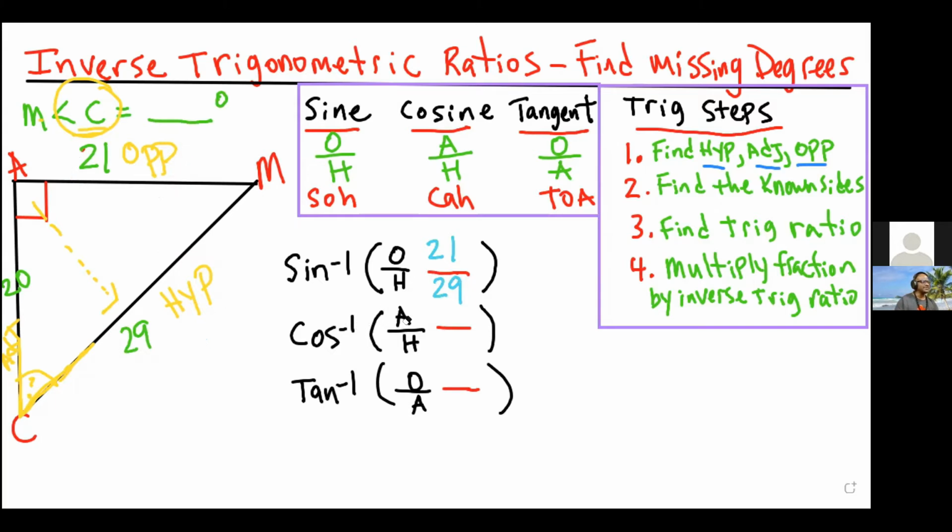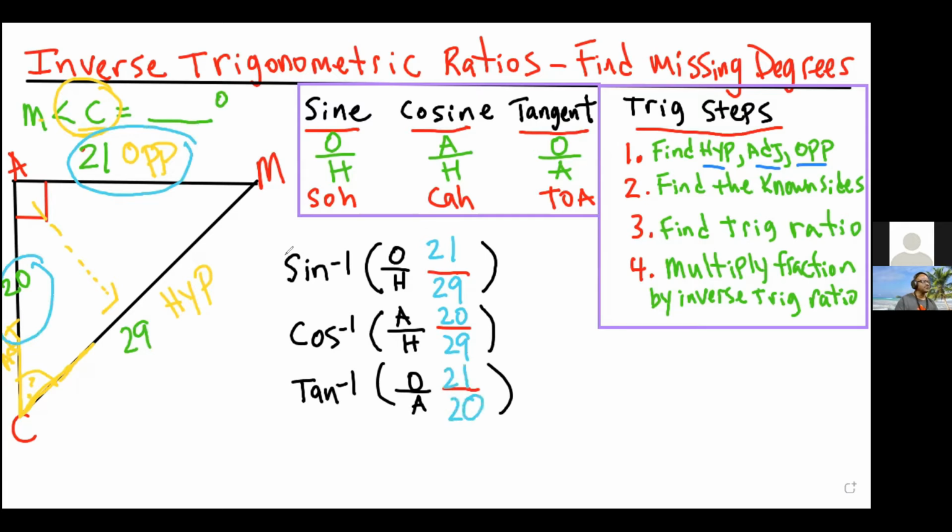It says cosine is A over H. We have A, which is the adjacent, and it's just going to be 20. And then H is the hypotenuse, which is going to be 29. So we have 20 over 29. Our last one is tangent, which is O over A. O is 21, and A is 20. So we have 21 over 20.